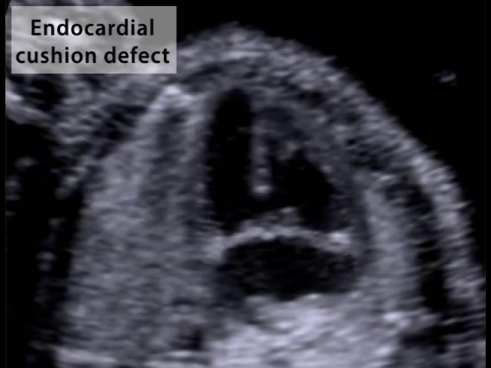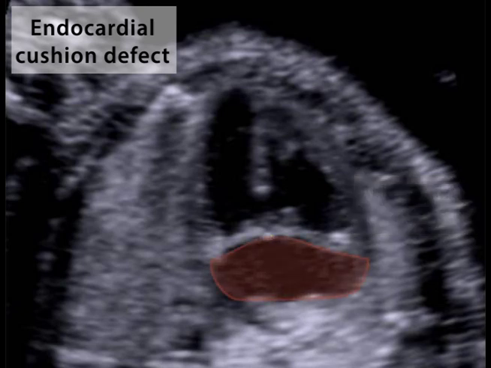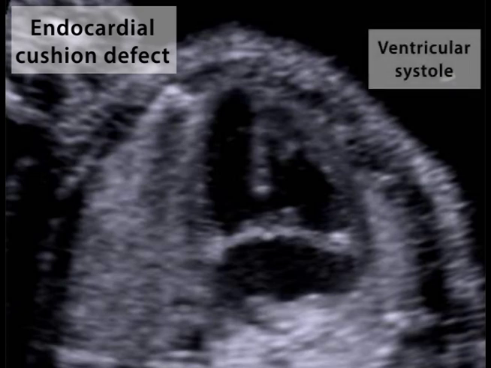An endocardial cushion defect has characteristic sonographic findings. These include a prominent defect in the ventricular septum and a defect in the atrial septum primum. The septum primum defect results in a common atrium. During ventricular systole, the lateral atrioventricular valve leaflets come together in the midline.